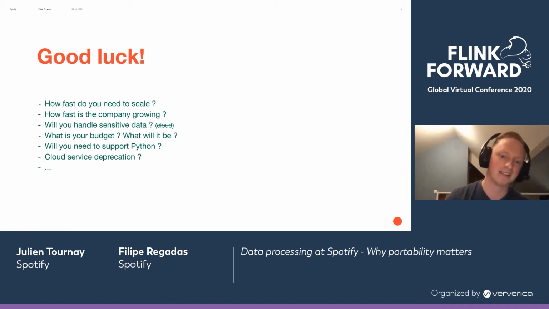Maybe not again. Do you know if you need to support Python? Because if you go with Flink, well, that might not work. And again, you don't really know. It might come up with data scientists joining the company in a couple of years, and then going to say, I want to write Python because I'm doing audio processing, or I'm going to do Python because I'm doing machine learning. And do you know how the cloud provider will work with their solutions? Like, maybe they will decide that they want to deprecate something at some point, and again, you don't really know if that's going to happen.